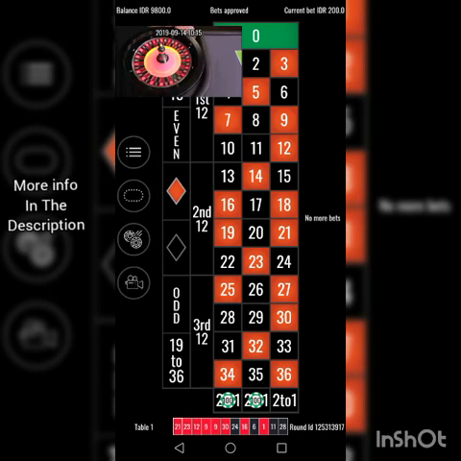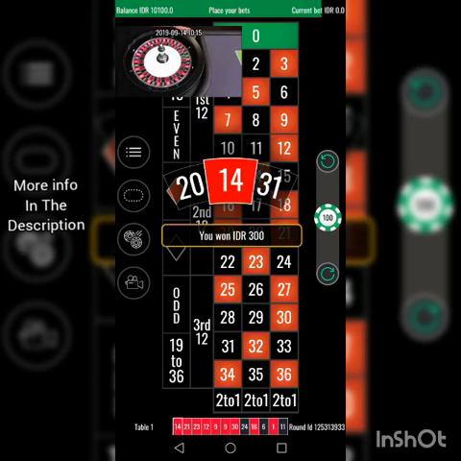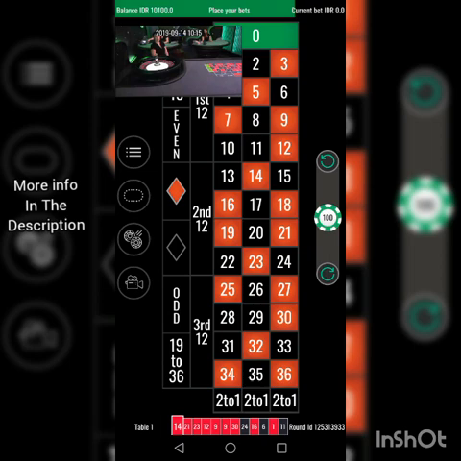It's a very cool roulette table. I like the lights. What number is that? Red 3? Can barely see. Oh, nice. Red 14. There you go. I'm up another 100 IDR. I'm going to continue with the strategy.